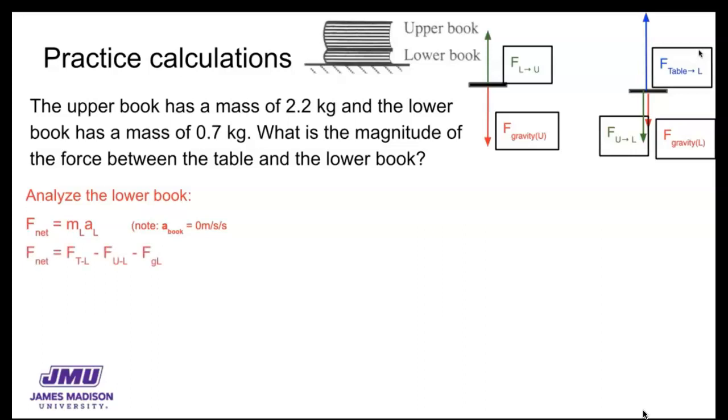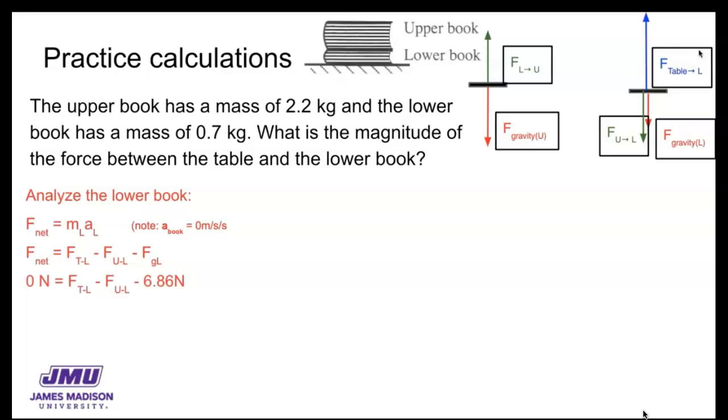The acceleration of the book is 0, so F net, which will be equal to 0, equals the vector sum of the various forces acting on the lower book. That is the force of the table on the lower book pointed upward, the force of the upper book exerted on the lower book pointed downward, and then the force of the Earth's gravity on the lower book also pointed downward. So that's why the upper book acting on the lower book and the Earth's gravity acting on the lower book are both given negatives in this equation. 0 net force because the lower book is not accelerating anywhere.